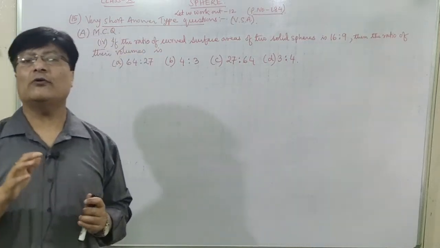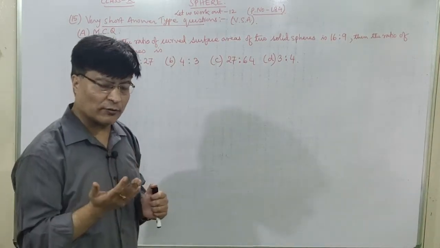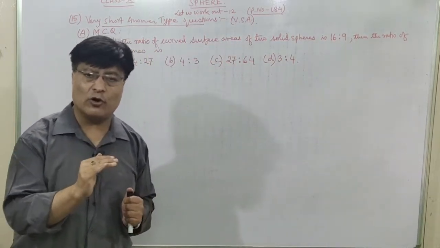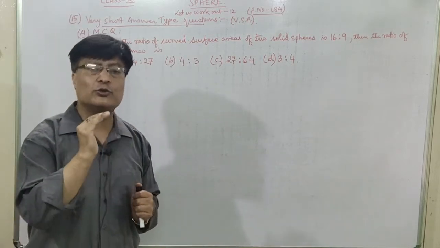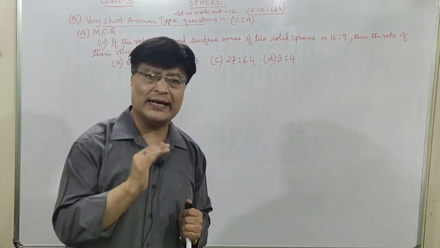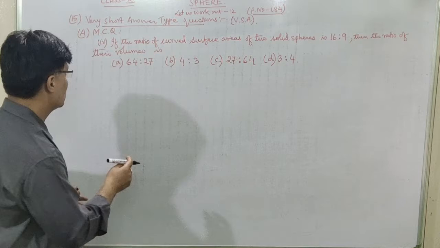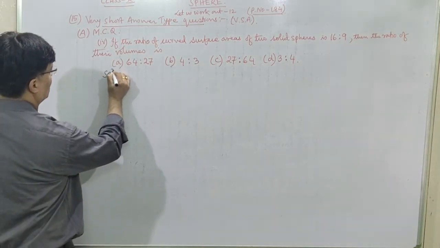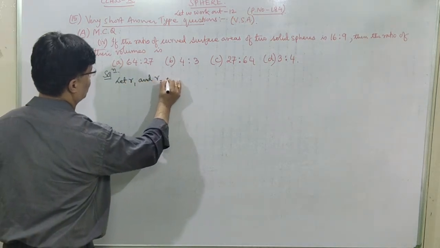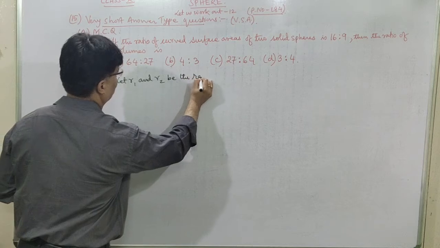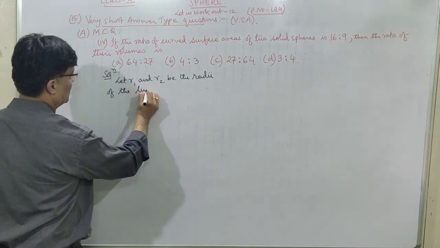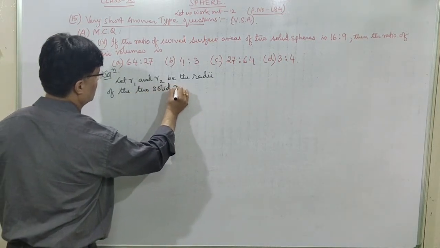Okay, so now in order to get the curved surface areas or volume of the sphere, you should know the radius of the sphere. So let us assume the radii of the two spheres. Okay, so this is the solution now. Let R1 and R2 be the radii of the two solid spheres.